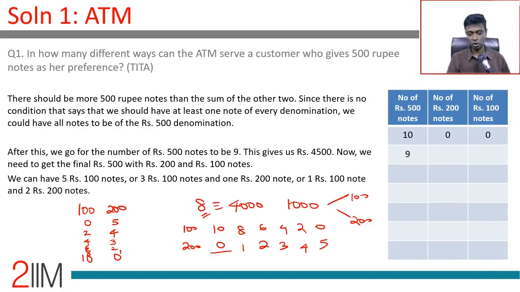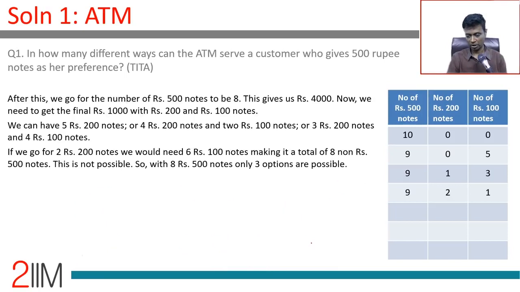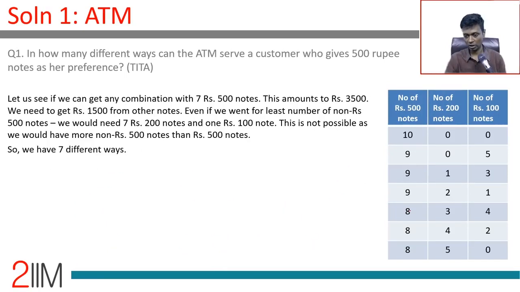Fine. So now the total number of notes, this plus this is 10. So this is ruled out. The number of notes outside of the 500 rupee note should be less than 8, not even less or equal to, less than 8. So this is also out. This is also out. It adds up to 9 notes. This adds up to 8 notes. These 3 are possible. So let's fill this in. So with 8, I have 8, 3, 4; 8, 4, 2; 8, 5, 0. I cannot have 8, 2, 6. That's not possible. Fine. So with 10, we have done a set of combinations. With 9, we have done. With 8, we have done.